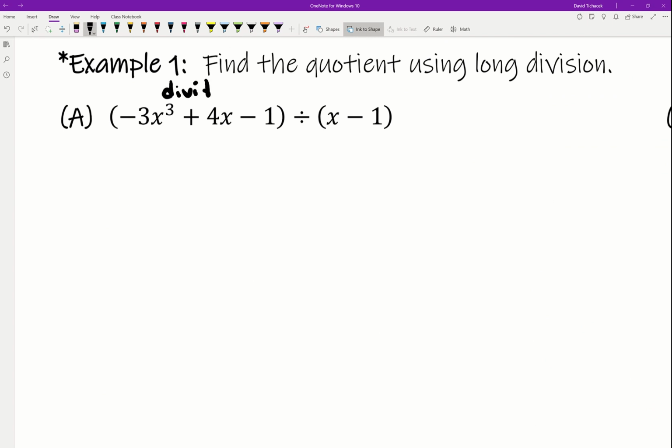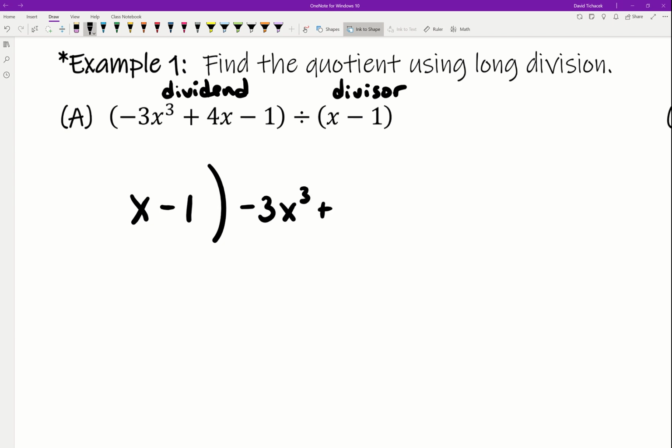This is the thing being divided. And then you've got your divisor right here. This is what we are dividing by. And so we're going to put the divisor outside of the long division symbol, and we're going to put the dividend inside of the division symbol.